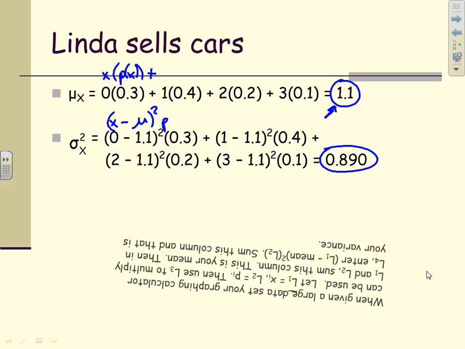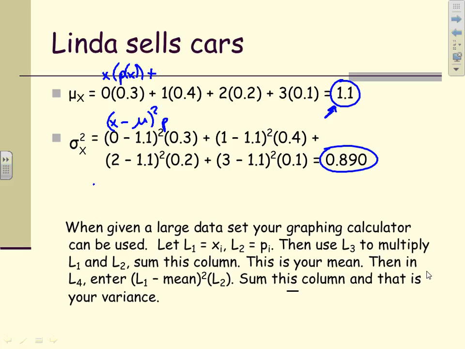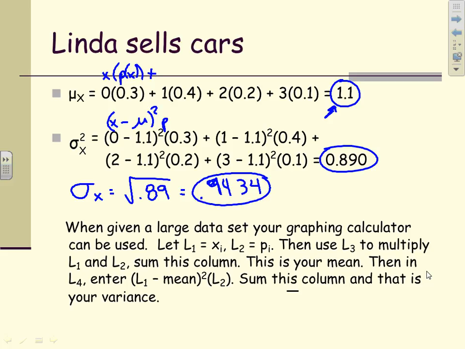Now, we want to make sure that we think about how the standard deviation relates to that, because we want to understand the distribution a little bit better. Since variance doesn't have a working definition, we want to usually go back to the standard deviation. And if I take the square root of 0.89, I'm going to get 0.9434. So the standard deviation is just a little bit less than 1.